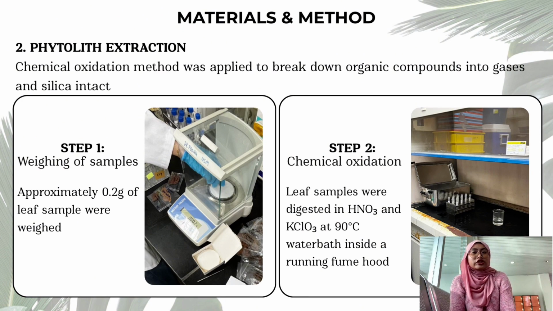Next, for phytolith extraction, I use a chemical oxidation method in order to break down the organic compound into gases and leave the silica intact. So firstly, I weigh the leaf sample of approximately 0.2 gram. And next, for chemical oxidation, the leaf sample was digested in nitric acid and potassium chlorate at 90 degrees water bath inside a running fume hood.